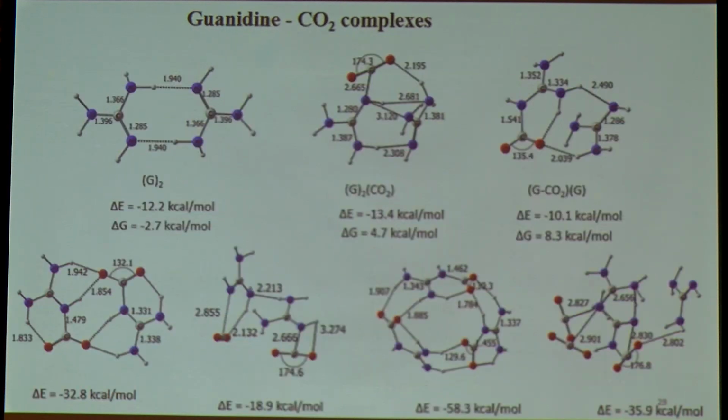So then if you look at the guanidine dimer like this, the guanidine dimer interaction energy is minus 12.2. There is a strong hydrogen bond, 2 hydrogen bonds over there. To this dimer, if a CO2 interacts, there is also a non-covalent interaction, 2.7 angstrom, with this CO2. But there is also another interesting one. There is covalent bond formation between this. If it interacts like this, 1.541 angstrom for this distance. But this is more stable, minus 13.4, minus 10.1.